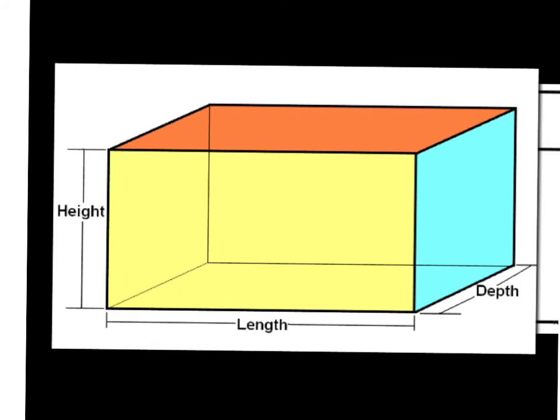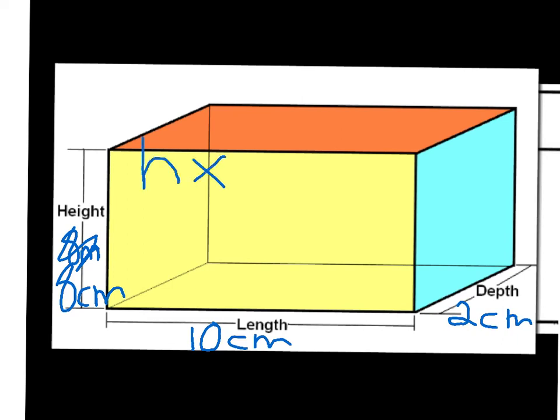Let's try another example here. So let's go further. Let's imagine that the height this time is 8 centimeters. This is 10 centimeters is the length, and 2 centimeters is the depth. So go back to our formula. That's height times length times depth equals V for volume.